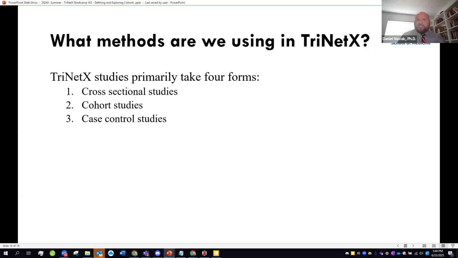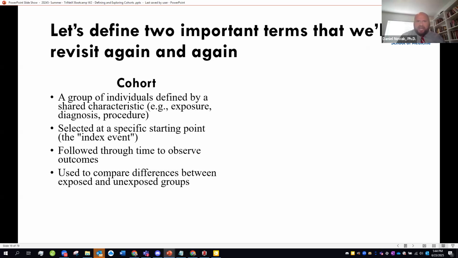First, cross-sectional studies, cohort studies, and case control studies. And these are fairly well understood research designs, and we're going to go over them in just a sec, really briefly. But I also want to introduce two key terms that we're going to revisit again and again throughout this course.